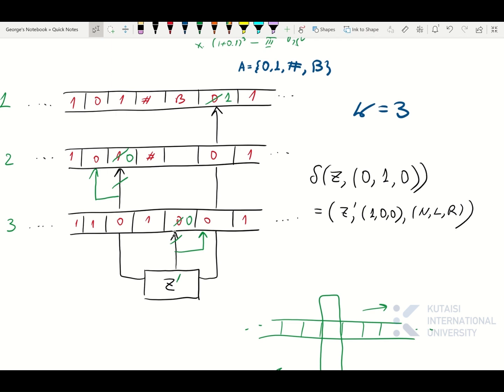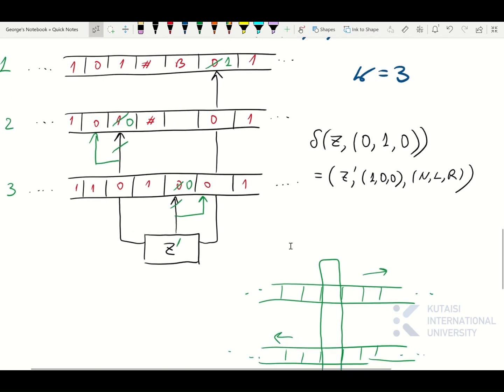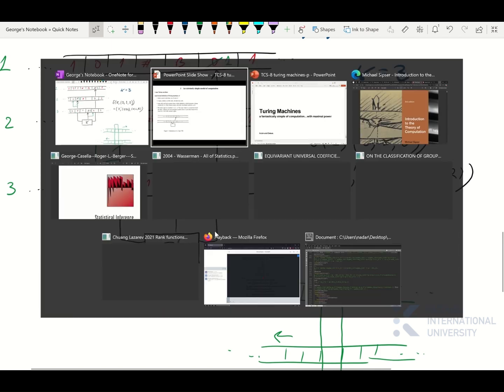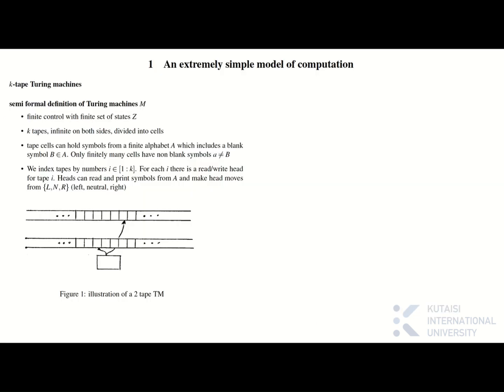So in order to avoid this confusion, you can think of it like many different heads, but it's also bad to think of it that way, because then you think there are many different states, but there is just one state. A finite amount of states, and a finite alphabet. So let's give a description, right? Again, a finite control with a finite set of states, k tapes, infinite on both sides, divided into cells. We did this.